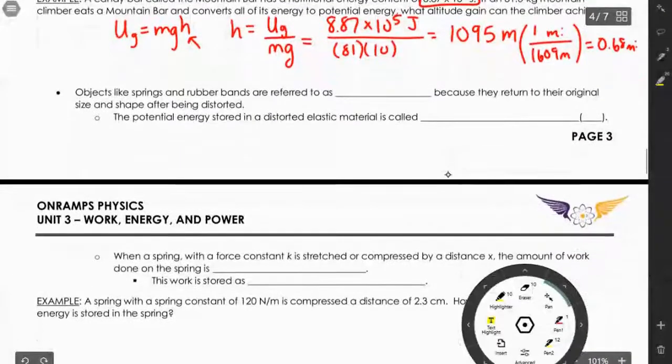Now, this is not the only potential energy that we're going to account for here. The next one is the one associated with springs and rubber bands. Springs and rubber bands are referred to as elastic because they return to their original size and shape after being distorted. Again, this is a conservative force. This is the Hooke's law we talked about. We talked about Hooke's law before, and we talked about springs and restoring forces. The potential energy stored in a distorted elastic material is called elastic potential energy.